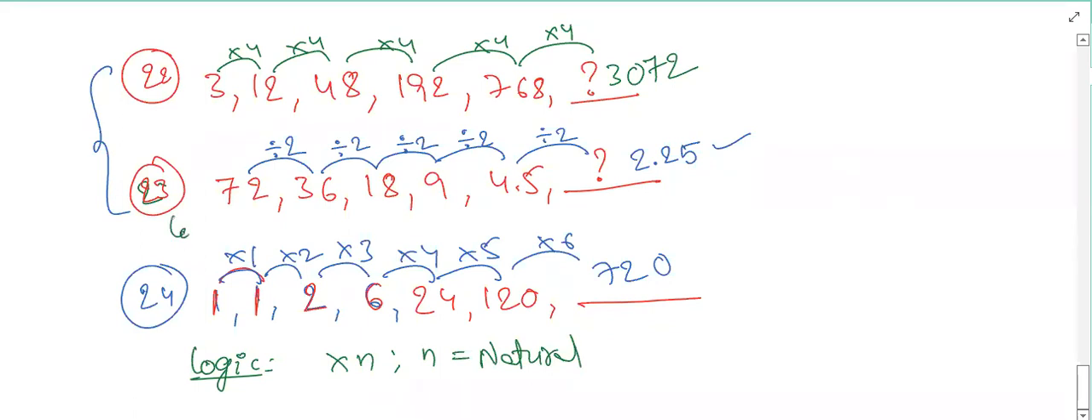And for question number 23, we can write the logic simply as divided by 2. And for question number 22, multiplied by 4, simply into 4. If it is a fixed number, we can take the number directly. If it is not a fixed number, then we'll take the help of n.